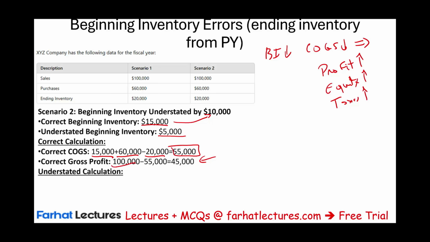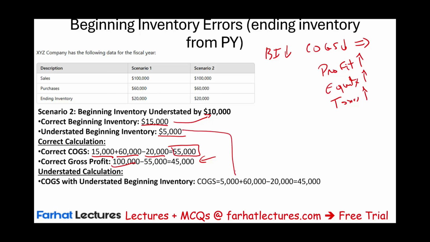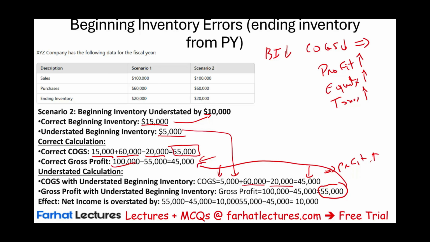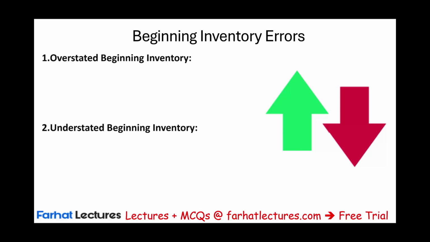The correct profit is 45. 100 minus 55. The understated calculation will take 5,000, which is the understated beginning inventory, the wrong one, plus purchases minus ending will give us cost of goods sold of 45. Notice beginning is down, cost of goods sold is down. It means profit is up because cost of goods sold is down. Profit becomes 55 rather than the correct profit 45. It means net income is overstated by how much? 10,000. 55 minus 45.